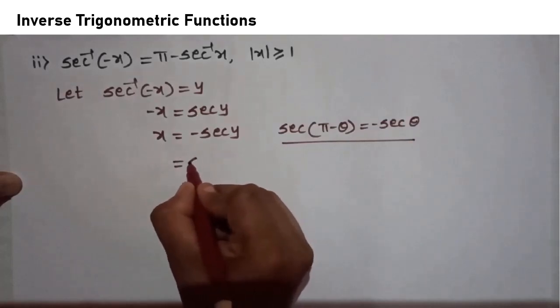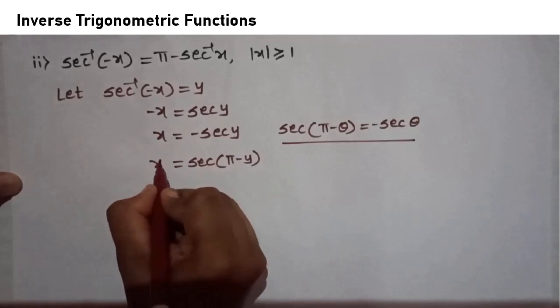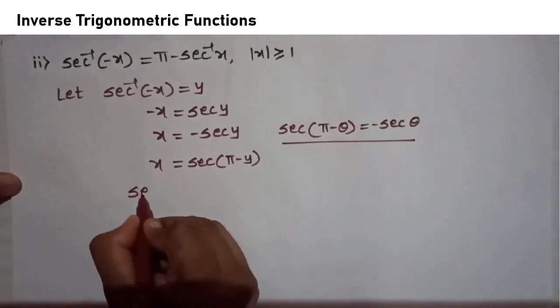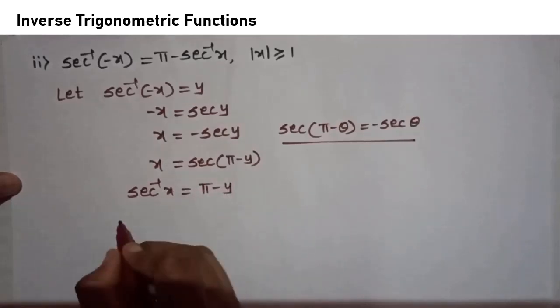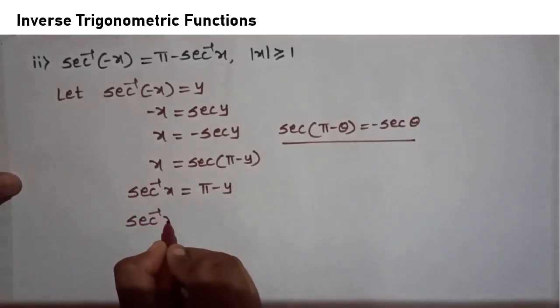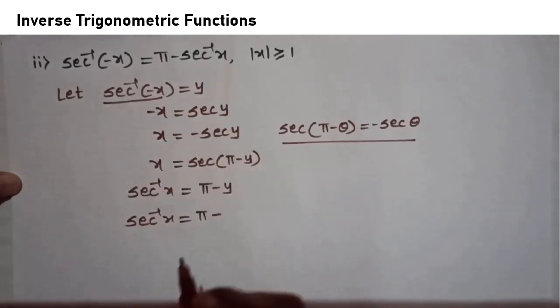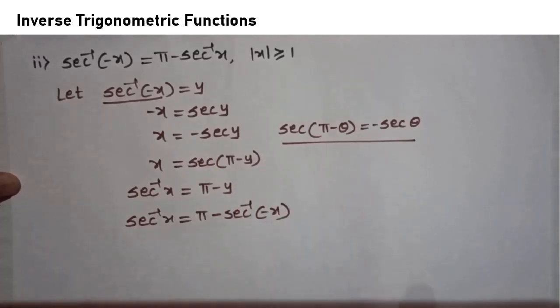Therefore, this can be written as secant of pi minus y. So, if x is equals to secant of pi minus y, again we are writing secant inverse x is equals to pi minus y. So, secant inverse x is equals to pi minus, what is y? The value of y is secant inverse of minus x. But what is the property here? Secant inverse of minus x is pi minus secant inverse x.